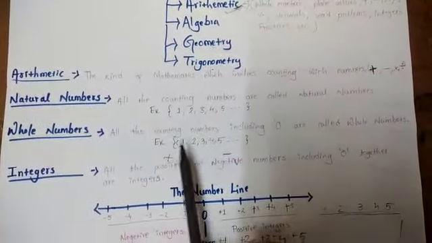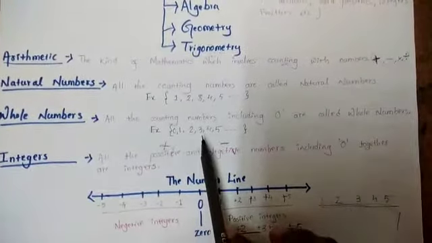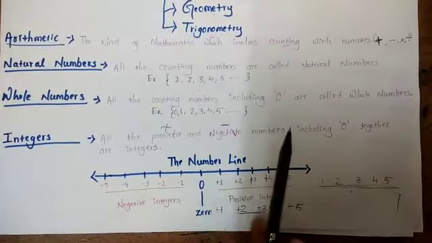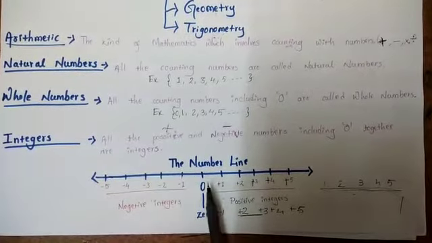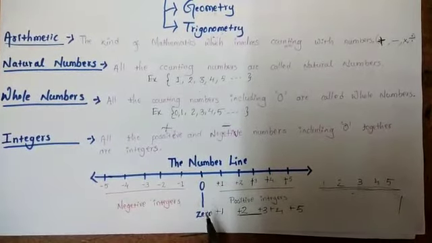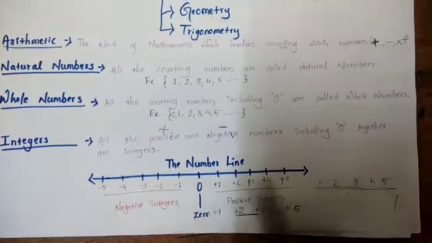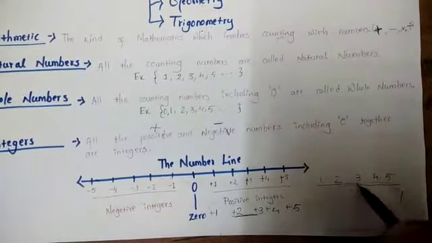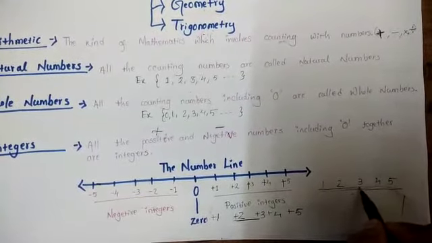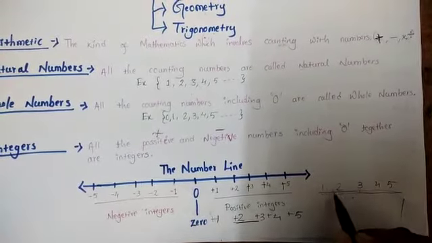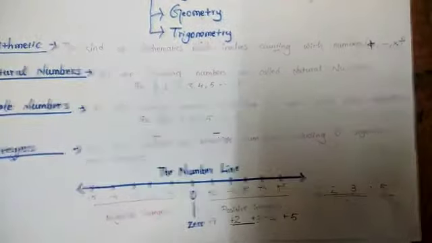Whole numbers, all the counting numbers including 0 are known as your whole numbers. Integers, all the positive and negative numbers including 0 together are integers. In the number line I have clearly shown you here. Just see, this is your 0, this is your positive, this is your negative numbers. We usually write the positive numbers without the plus sign. Never be confused if any number doesn't have any sign in front of it. You have to assume that is a positive number only.